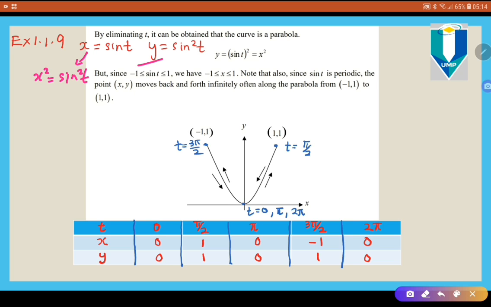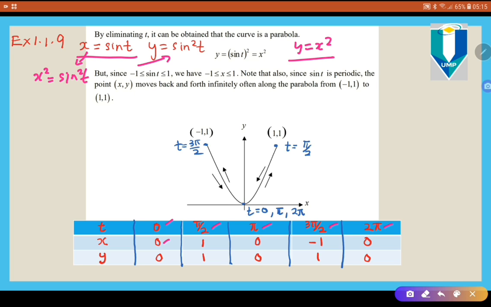So we substitute in the second equation to get y equivalent to sine squared t, which is x squared. So we get a parabola. For this orientation, we can find some values of t. Let's say we select t to be 0, pi over 2, pi, 3 pi over 2, and 2 pi. So the x value is sine 0, which is 0, so squared we get 0.